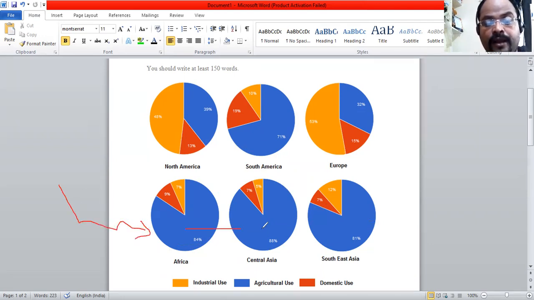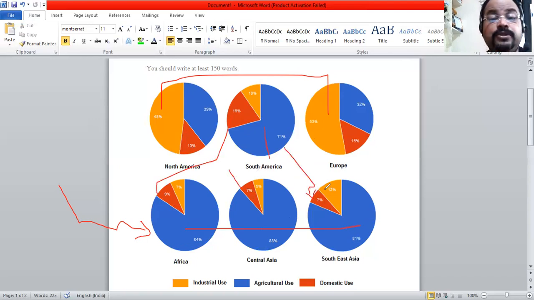The third, which we are going to do, is based on the majority. The most usage is for agriculture in most of the countries, except in North America and Europe. The second usage in these countries is for domestic, except in Southeast Asia. Then we can say in agriculture, North America and Europe use this much. If I need, I can say about the industrial usage here too. But it's understood. This is the way that we are going to present.